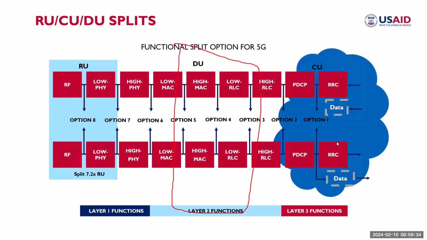By separating these functions across multiple layers within the network architecture, layer 1, layer 2, and layer 3, functional splits in 5G enable greater flexibility and scalability in deploying 5G networks. So, for example, operators can more easily deploy and manage networks with varying capacity and coverage requirements by separating the physical layer from the higher layers.